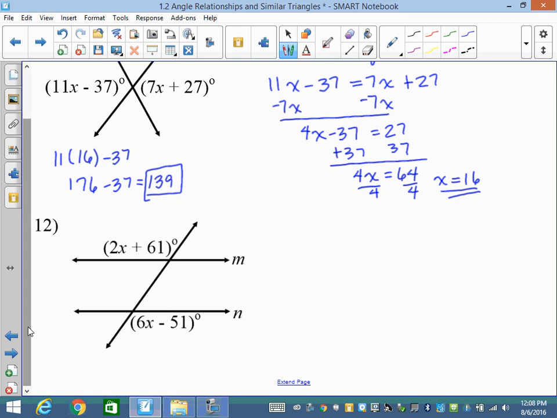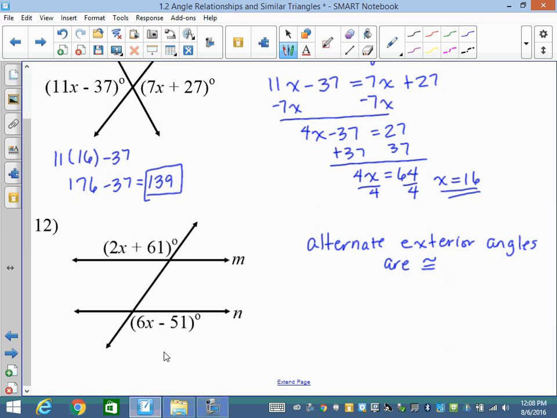Okay, on the second one, this one here, we now have parallel lines cut by a transversal. So we must first identify what the relationship is between these two angles. And they are alternate exterior angles. And alternate exterior angles are congruent. So again, all we have to do is set these two equal to each other and solve.